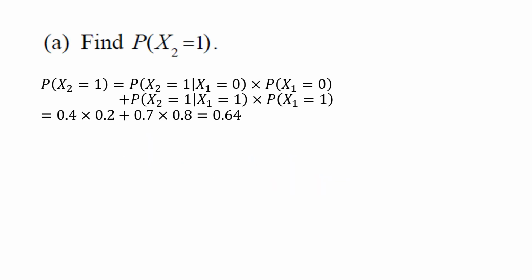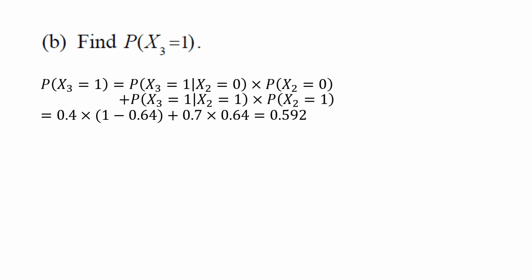The first sub-question is to find the probability of x2 equals 1, and we need to consider two cases. The first case is x1 equals 0, and the second one is x1 equals 1. So we just multiply the probabilities and calculate the sum of these two cases, and we will get the answer equals 0.64.